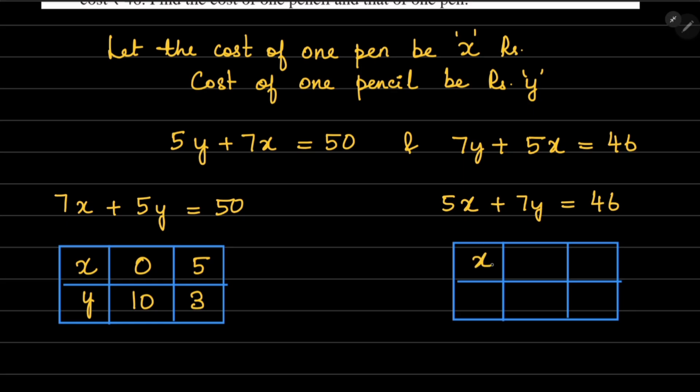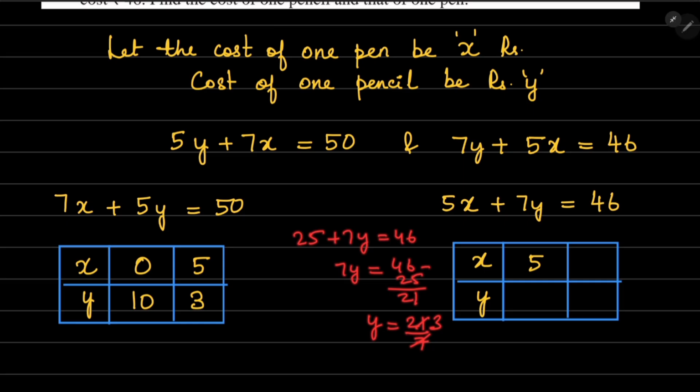Similarly, for the second equation, x comma y, let's take a few points. Suppose your x is 5. What will you get? 25 plus 7y equal to 46. 7y equal to 46 minus 25, which is 21. So y will be 21 divided by 7, which is 3. So here y will be 3.